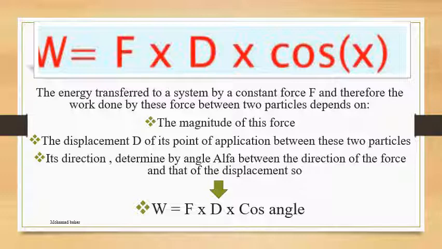So as a result, work equals F times d times cosine alpha, where F is the magnitude of the force, d the distance, and alpha the angle between the direction of the force and its displacement.